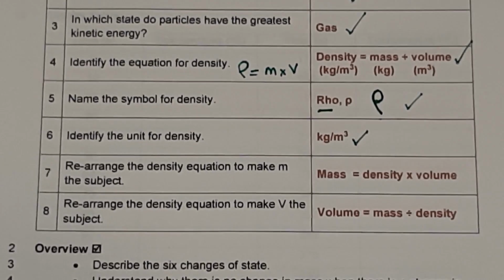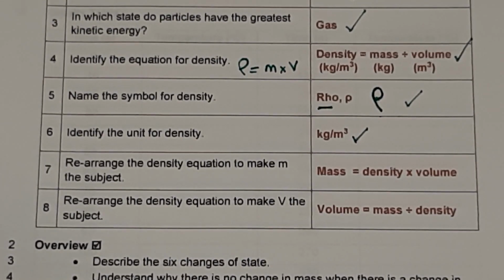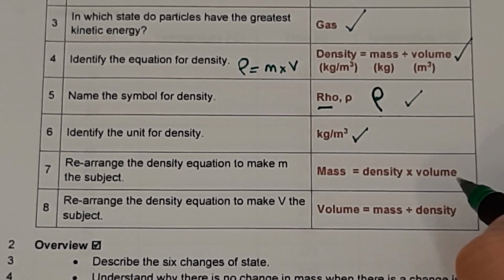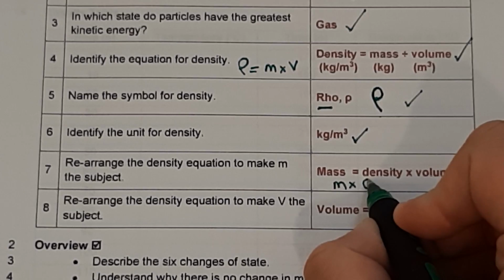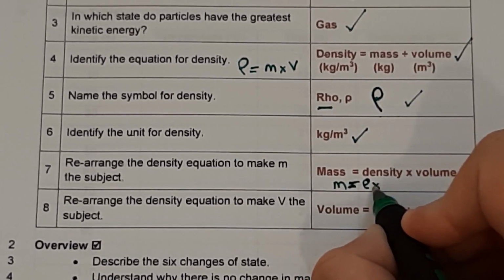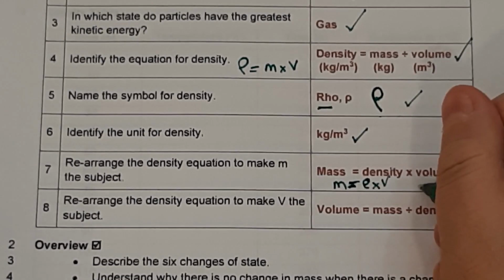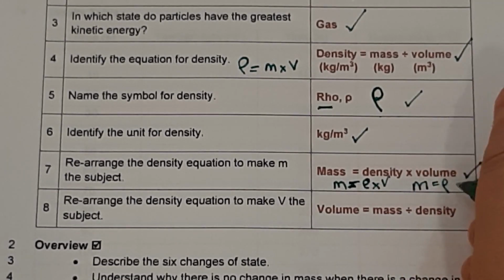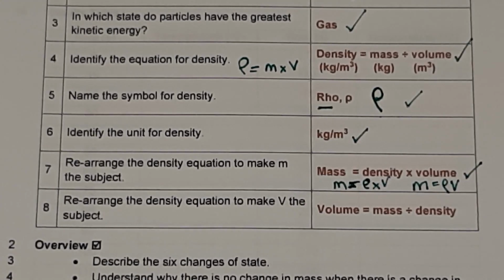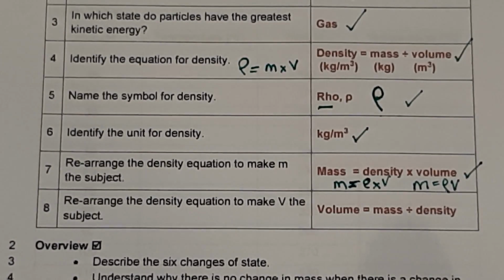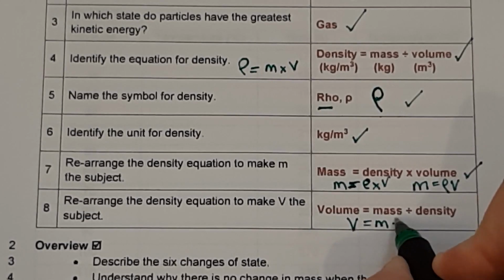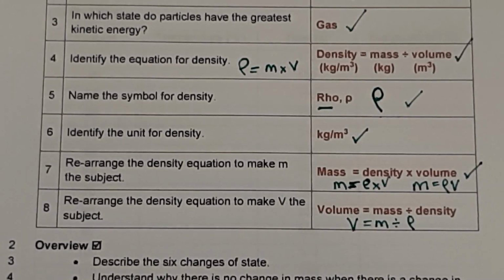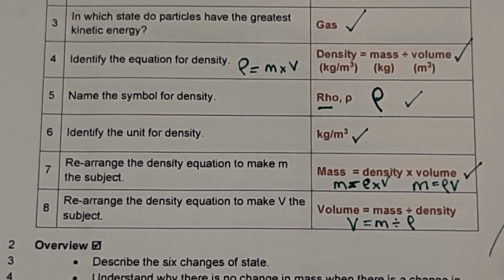Question 7, rearrange the density equation to make m, which is mass, the subject. So mass equals density times volume, you can have that for the mark, or if you've written m equals rho times v, you can have that. So another way of writing that would be m equals rho v. Okay, either is fine. Okay, question 8, rearrange the density equation to make V the subject. So V is volume, so volume is mass divided by density. So that would be V equals M divided by rho. Okay, so give yourself a mark out of 8 there, please.